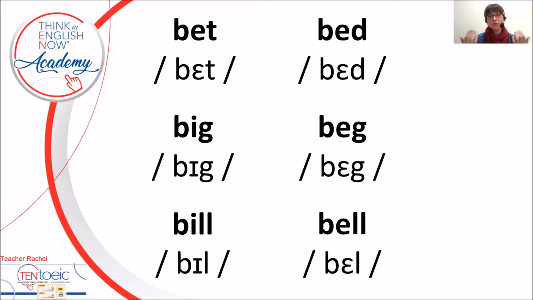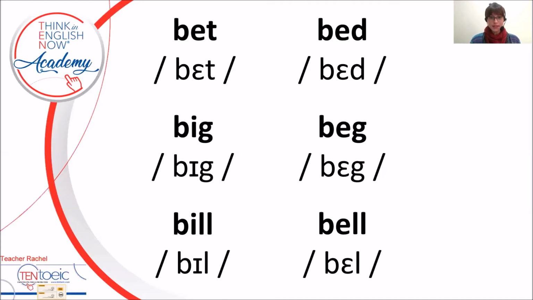Beg is when we really ask for something that we want. For example, a little child wants a bicycle for his birthday. He begs his parents, please, can I have a bicycle? Or a person on the street that is asking for money. They beg for money. They're asking for money.